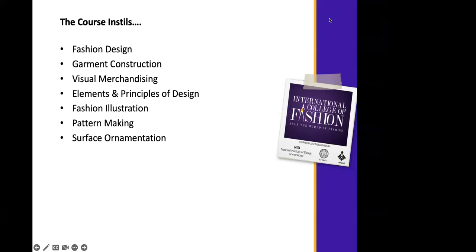Then elements and principles of design. Now this includes colors. It includes the lines, the silhouettes.